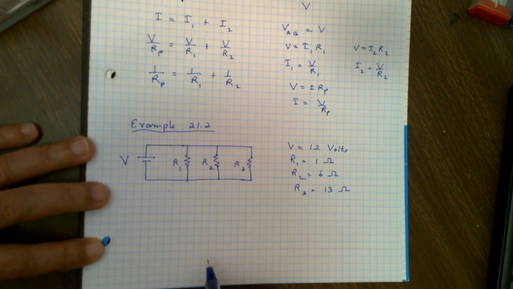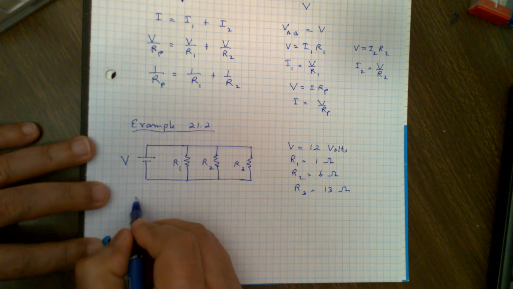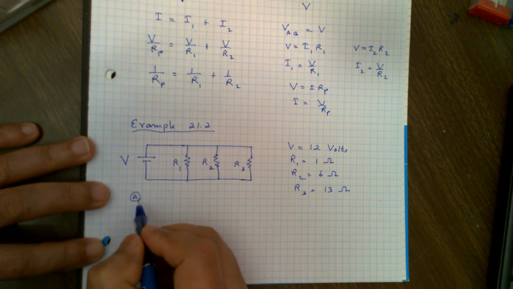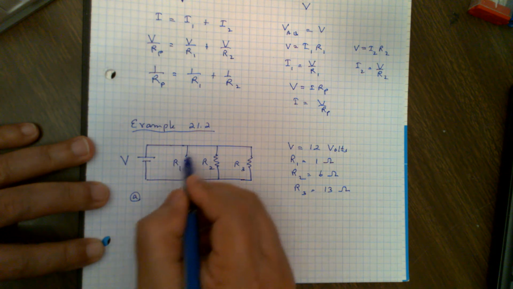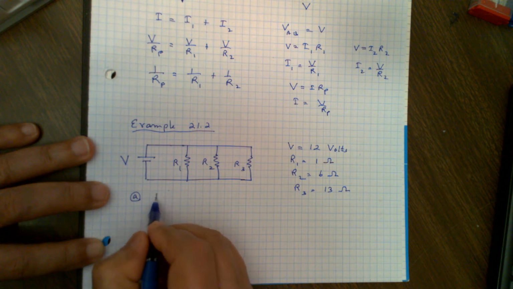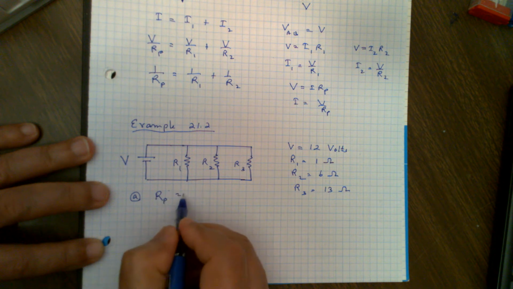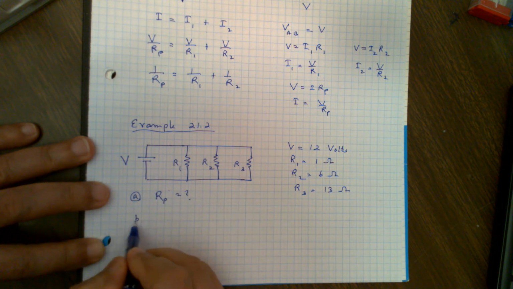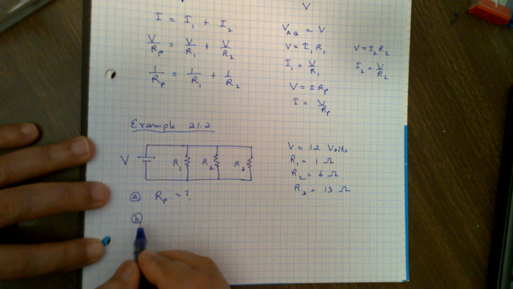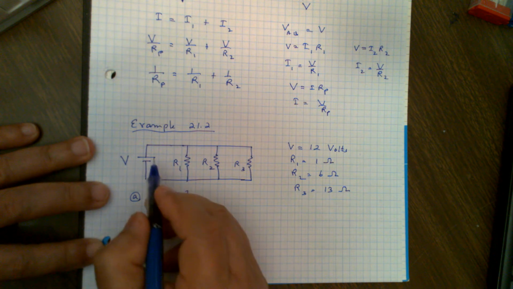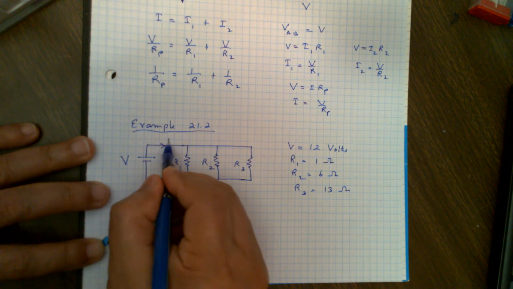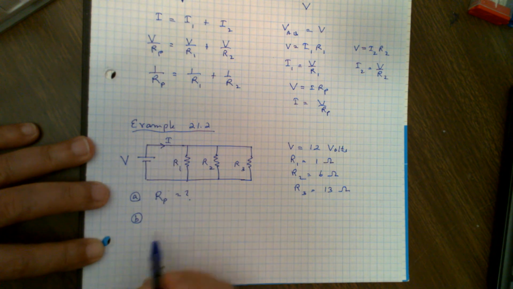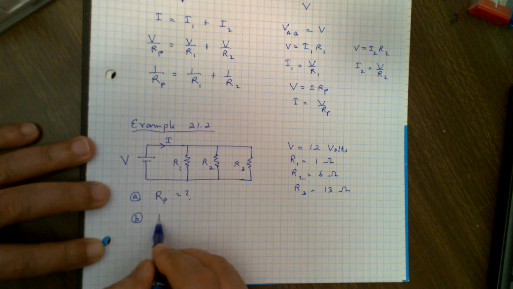Now, for A, I'm not going to read the whole problem, but what they want is, first of all, you to find the equivalent resistance for these 3. So you want to find Rp. B, you want to find the total current, that is the current going through here, right? So you want to find the current I. So total current.